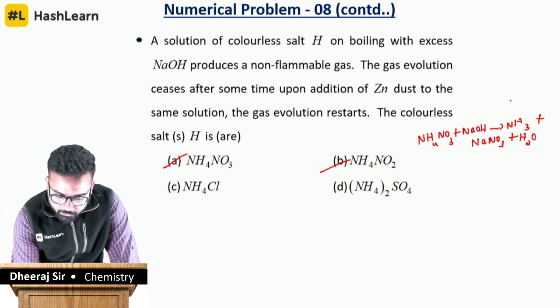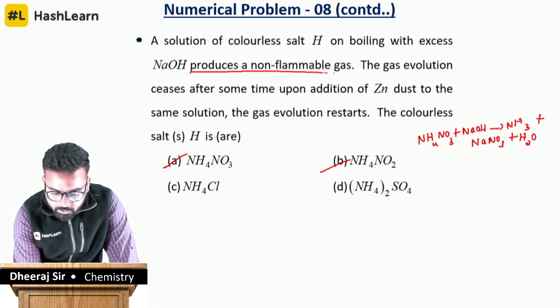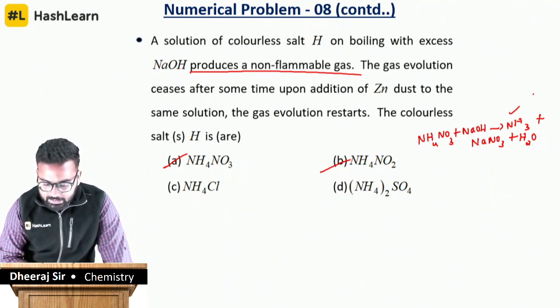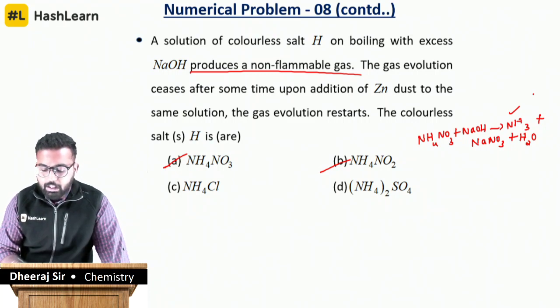So the evolution of gas, if you see, boiling with excess NaOH produces a non-flammable gas, that is ammonia. Next, after some time, the evolution of gas ceases because pretty much the entire ammonium nitrate has converted itself into ammonia and sodium nitrate.